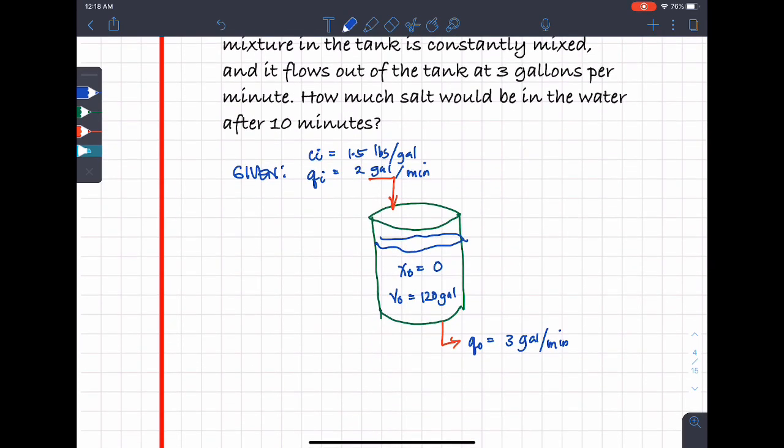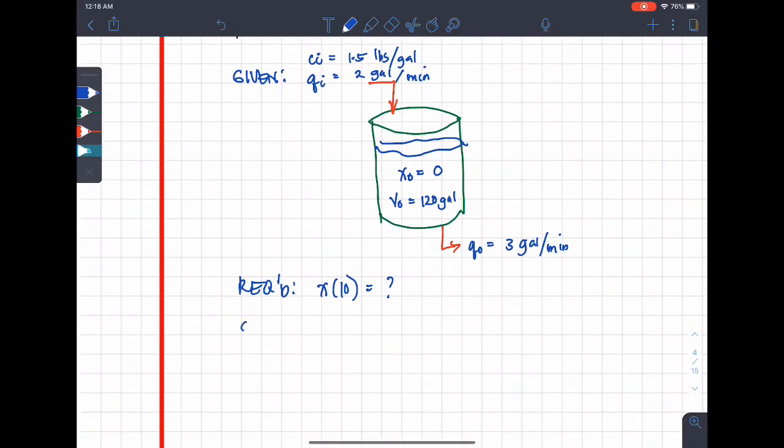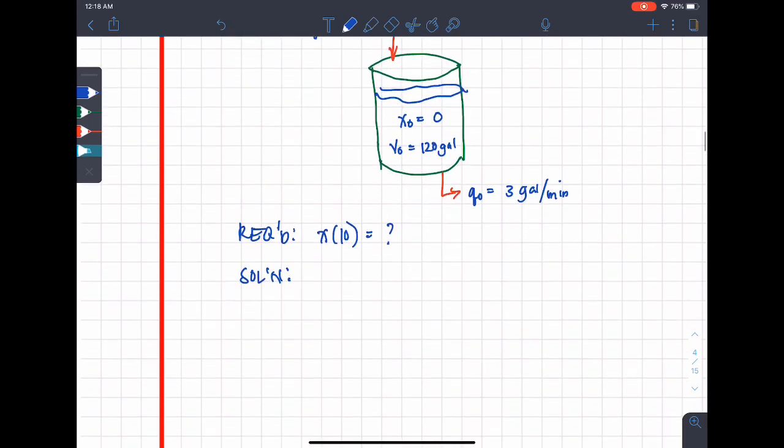But our task this time is: how much salt would be in the water after 10 minutes? So we are tasked to find, if we use x again as the amount of salt at any instant of time, after 10 minutes, that is x(10). What would be the amount of salt present after 10 minutes? To resolve such a problem, we will be using the same formula, that is dx/dt equals Ci Qi minus C out Q out.